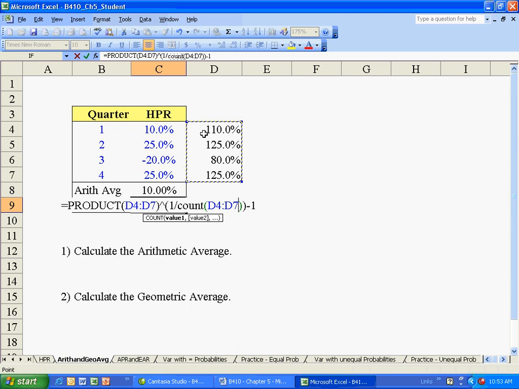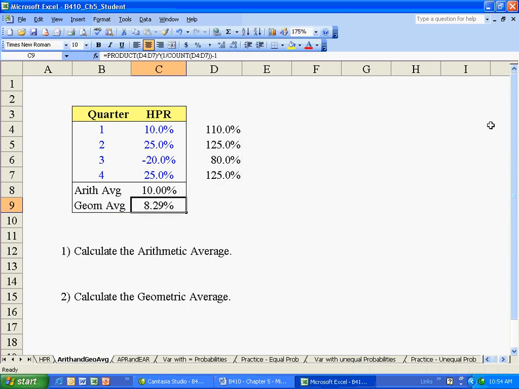So I'm kind of saying take the product of 1 plus all those numbers, raise it to the power of 1 divided by the number of data points, minus 1. And if you get that set up correctly, I've got 8.29. And then it's easy if you've got 4 data points or 1,000. But let's work through a quick example here.